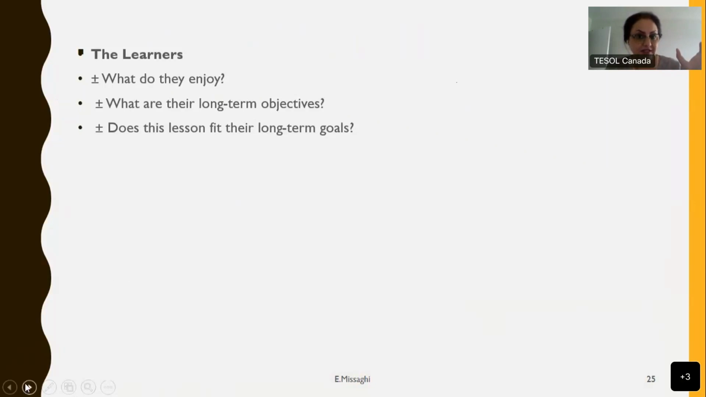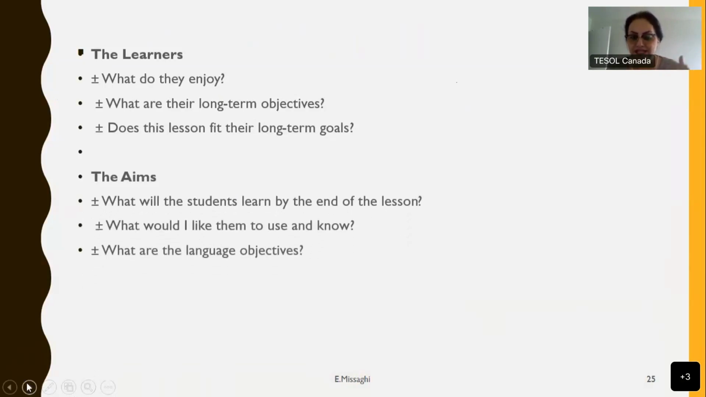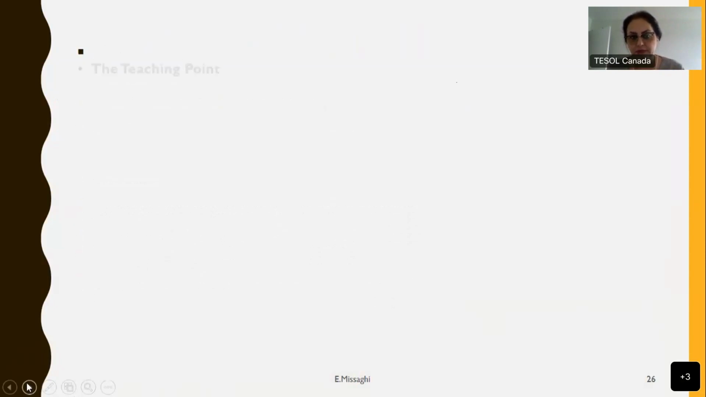And this lesson, does it meet their aims? That's important. Then you start to think about the aims. What the students will learn at the end of the session. What do I need to do to get to that terminal? What language objectives? What skills? What do you need to get to that aim?